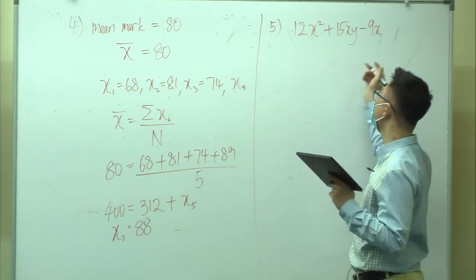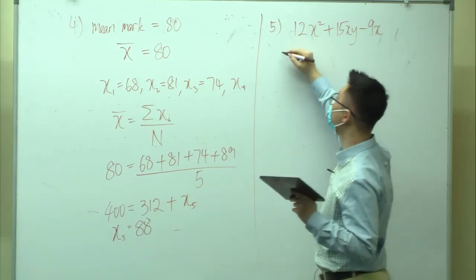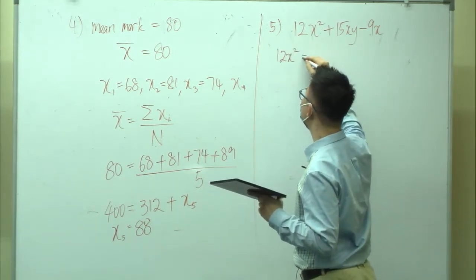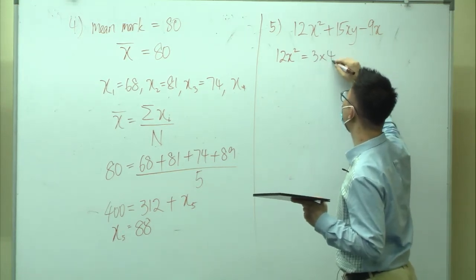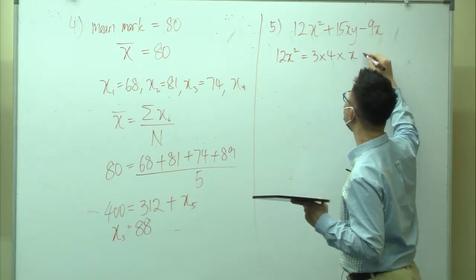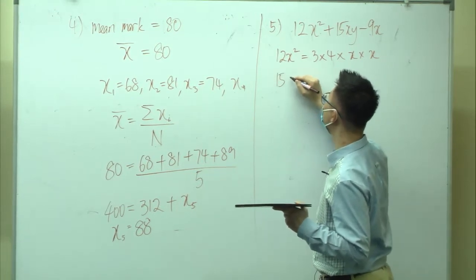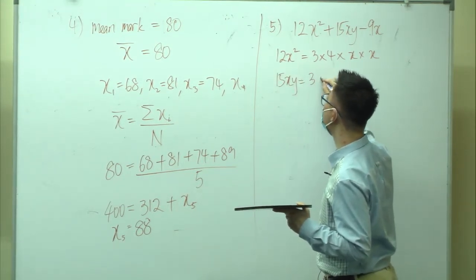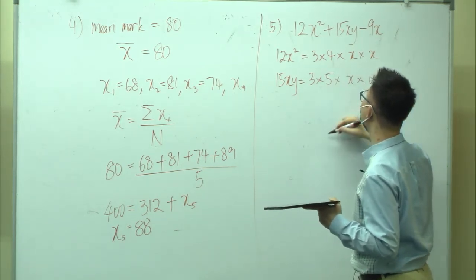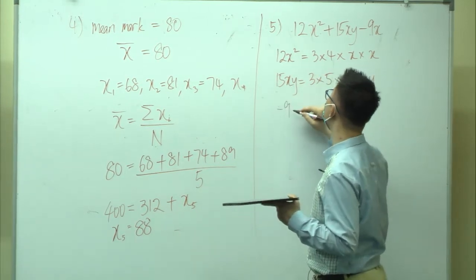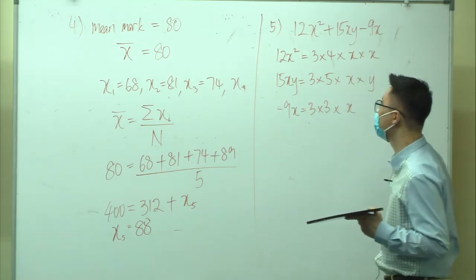You see, we have 3 terms here. What will be the common factors for these 3 terms? Look at the 12x squared. It can be 3 times 4 times x times x. So this is for 12x squared. For 15xy, 3 times 5 times x times y. Minus 9x, 3 times 3 times x.